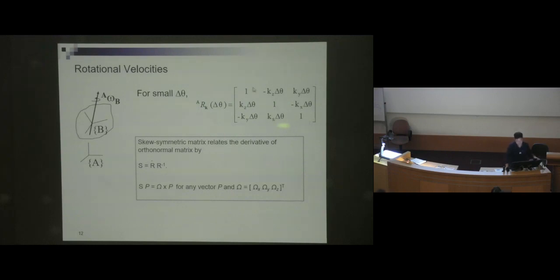If you look at the definition of the skewed symmetric matrix, S is equal to R dot R inverse. So meaning that if I have S P, where P is a point, then S P is equal to omega cross P for any vector P, and omega equals omega X, omega Y, omega Z transpose. We'll come back to this again next week.